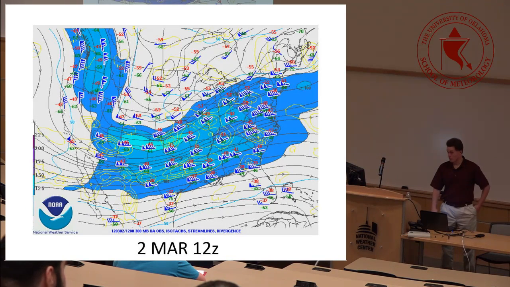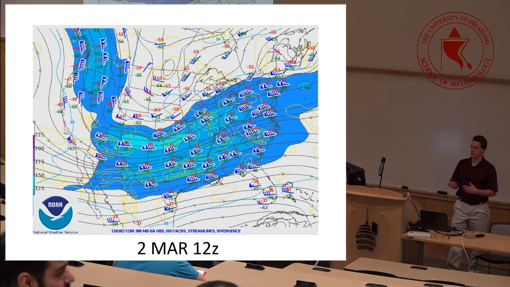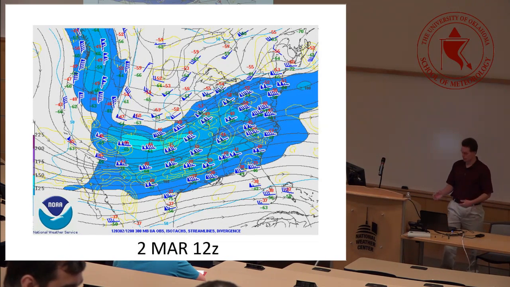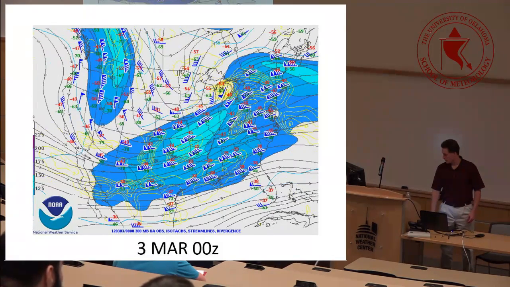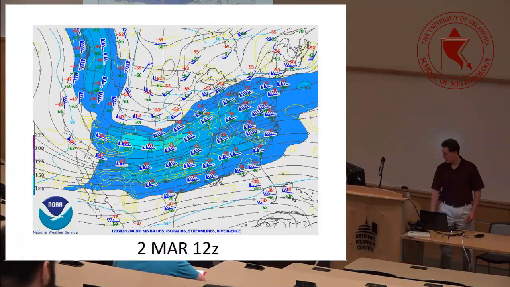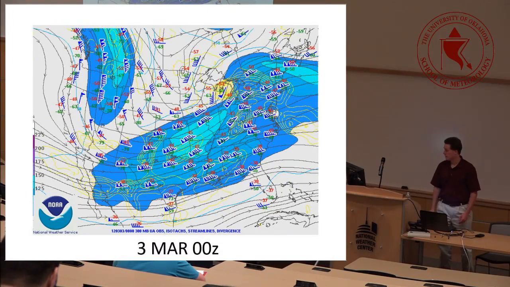Okay, so we're just going to look at the morning on these next few. So instead of going through the entire evolution, we'll just look at what happens during the day. In this case, this is the evolution from 12Z to 0Z. You see a jet streak propagates out of the plains toward the Ohio Valley.